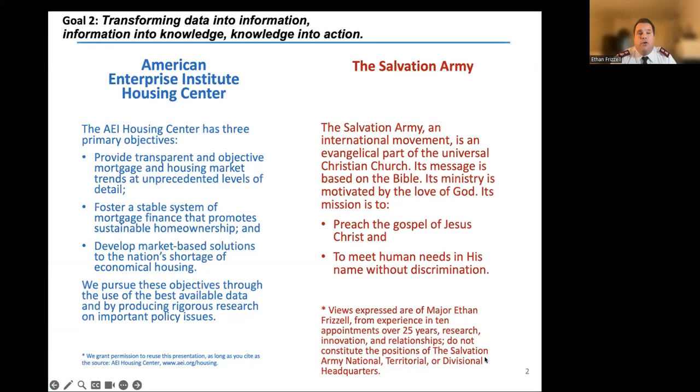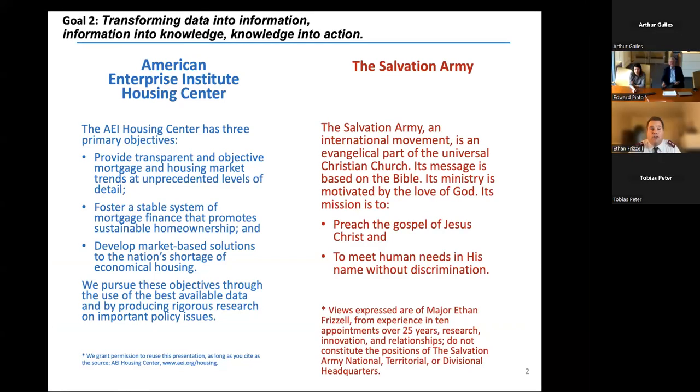First, we recognize the goals of the American Enterprise Institute Housing Center. We appreciate it greatly: providing transparent and objective mortgage housing market trends at unprecedented levels of detail, fostering a stable system of mortgage finance that promotes sustainable ownership, and developing market-based solutions to the nation's shortage of affordable housing.